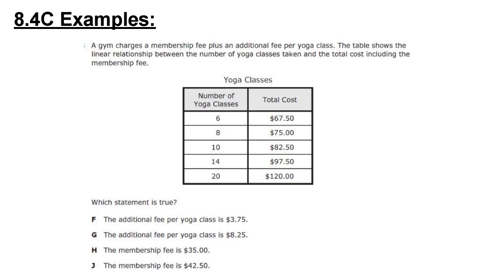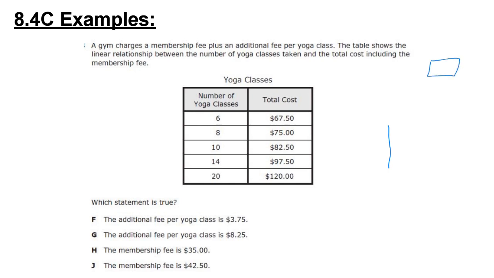So, a gym charges a membership fee plus an additional fee per yoga class. The table shows the linear relationship between the number of yoga classes taken and the total cost, including the membership fee. So the additional fee per yoga class is what we need to figure out first, and you will do that by using your table in your calculator.